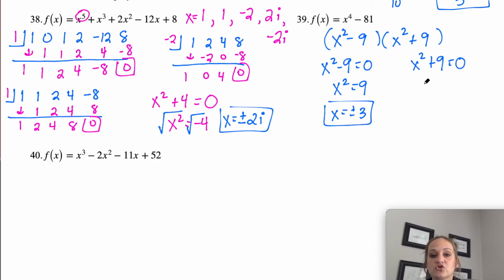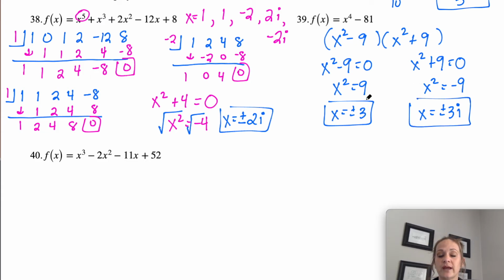In this case, you would subtract 9. That becomes a negative 9. So when you take the square root, you will get 3i. So there's all 4 of my answers. 3, negative 3, 3i, and negative 3i.